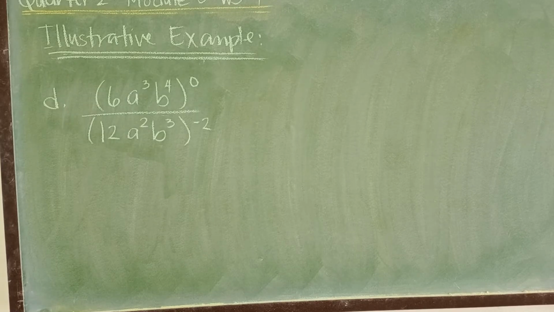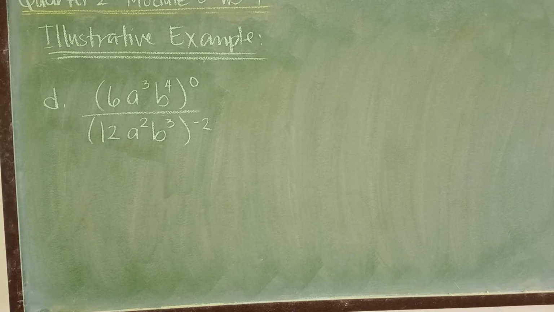Okay, next for letter D. So for letter D, we have 6a raised to 3, b raised to 4, raised to 0, open and close parenthesis. So may denominator, we have open parenthesis na 12a raised to 2 times b raised to 3, open and close parenthesis, raised to negative 2.